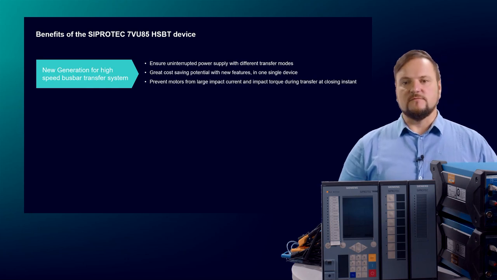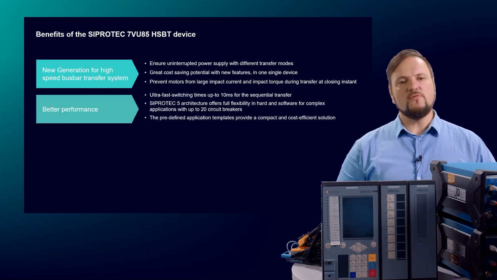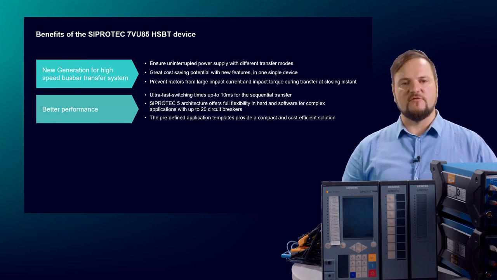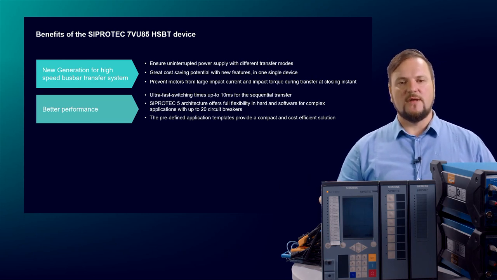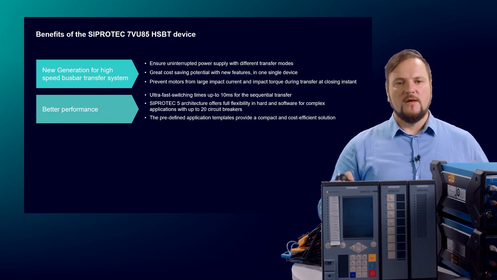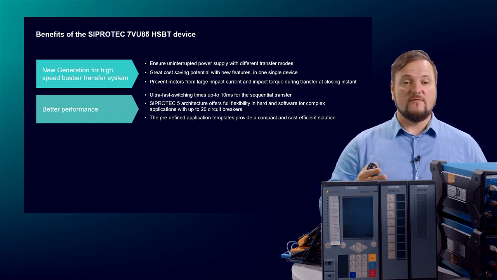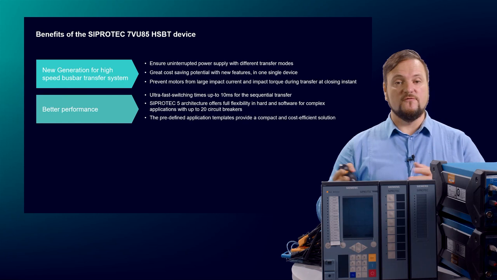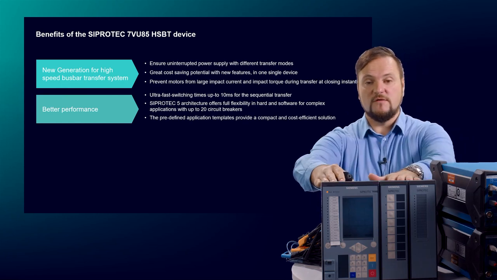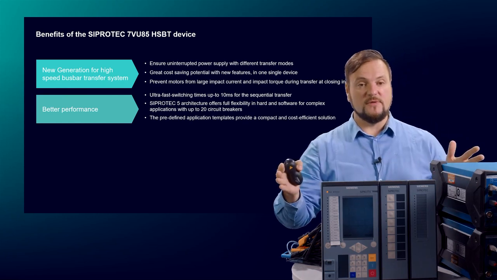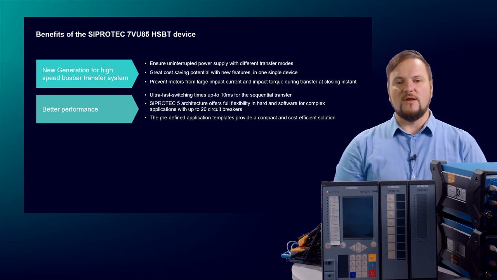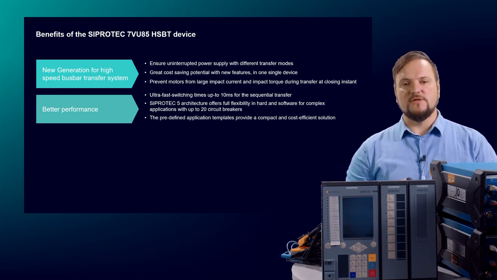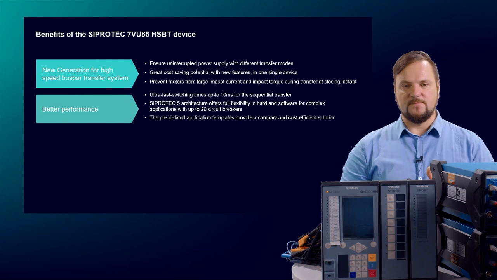And this slide shows the benefits of the whole system. That means we have a new generation of high-speed busbar transfer system. This ensures the uninterrupted power supply with different transfer modes. Due to that, we have a great cost-saving potential with new features and only one single device instead of multiple devices. And of course, the functionality prevents motors from large impact current and large impact torque during the transfer.